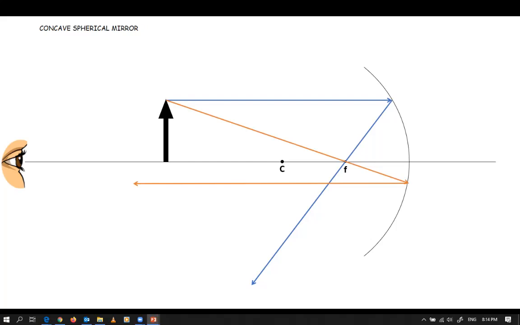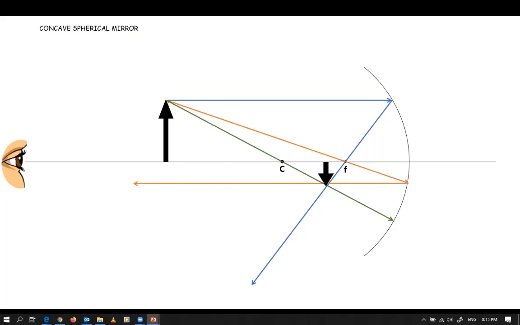But just to make sure we're on the right track, I'm going to do that third line. This time I'm going to run through the center of curvature. And because we're going through the center of curvature, it's going to hit the mirror perpendicular, which means it's going to bounce straight back to the same point. So when you draw this one, you typically go ahead and draw arrowheads on both sides. And now we have a pretty good idea of where that image should be. So I'll go ahead and put that image in.